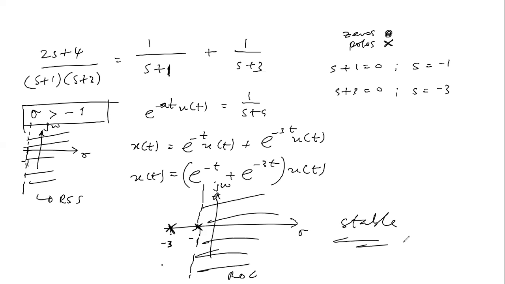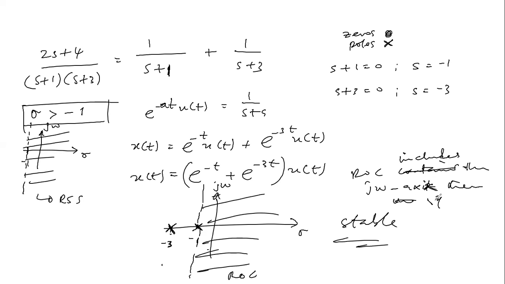Now you see that the j omega, the region of convergence is to the right. And we already know that if the region of convergence includes the j omega axis, then the system is stable. In our case, the j omega axis is in the region of convergence, so this is stable.